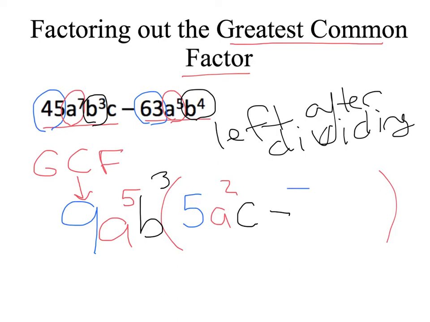Same thing with the second term. 63 divided by 9 is 7. A to the 5th, remove 5 a's, we're left with none. And b to the 4th divided by b to the 3rd gives us 1 extra b. So here's our final answer, 9a to the 5th b to the 3rd, brackets 5a squared c minus 7b.